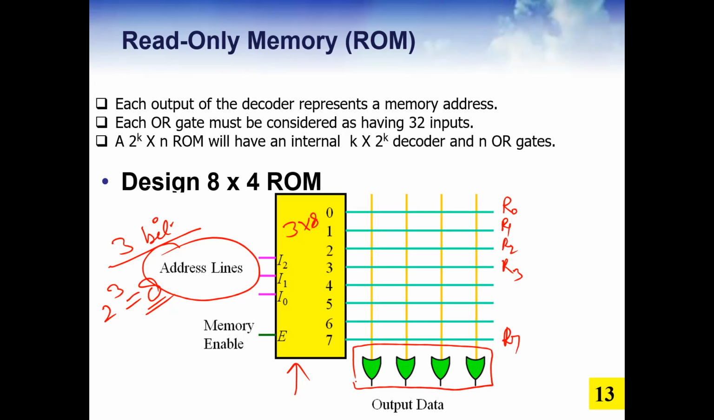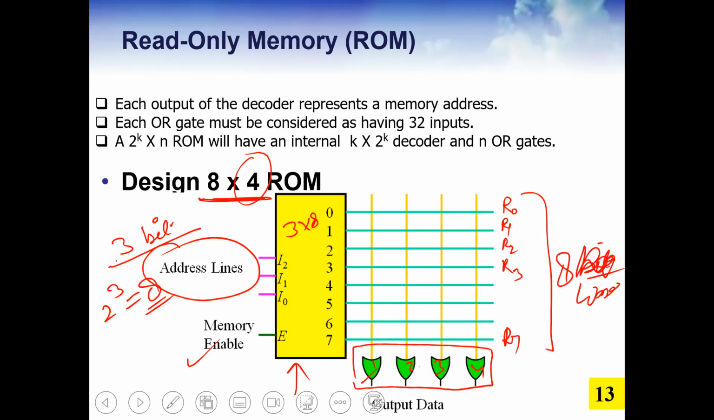You know that if any input is high, the output will be high, and this is the memory enable. So this is the design of 8 cross 4. 8 cross means 8 registers or 8 words, and each register is capable of storing 4-bit information. That's why we have 1, 2, 3, 4 OR gates. All right, let's see next now.